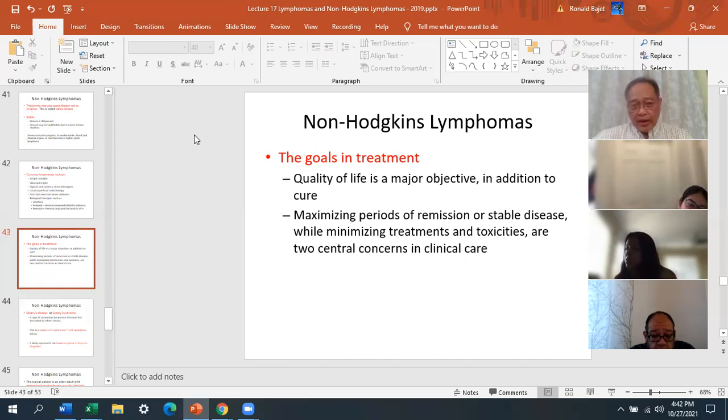You want to make sure that you have good quality of life, the cancer's not spreading, but you also need to weigh, if it's spreading, whether or not you want to go through the treatment. Okay.